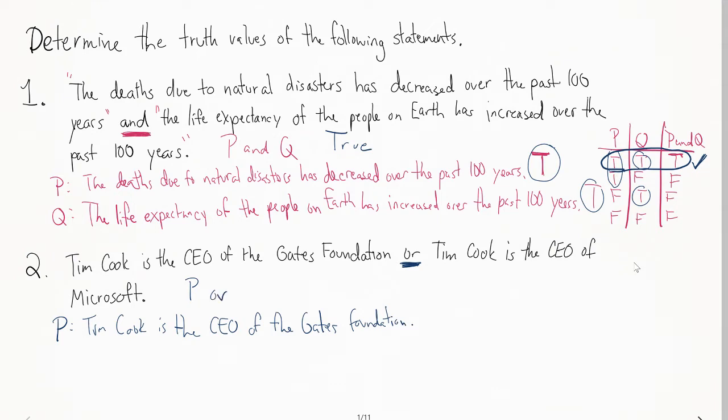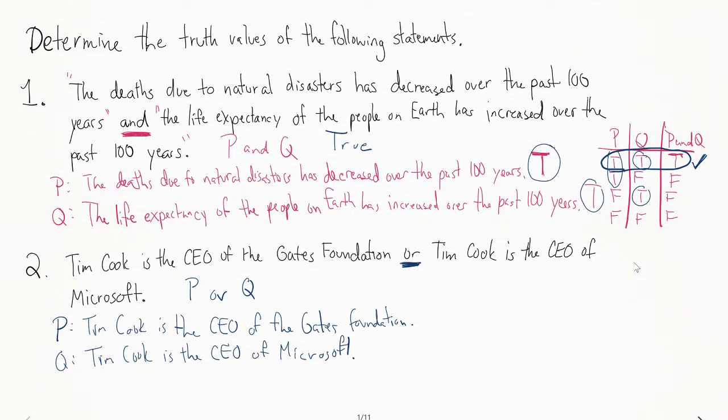Or, and then our Q statement is what appears after the or: Tim Cook is the CEO of Microsoft. Now, you might say this would be condensed. The reason why it's written with this sentence structure, we could have said Tim Cook is the CEO of the Gates Foundation or Microsoft, right? If we had said that, you have to recognize that we can't have a fragment for that second statement, and so that's why our second statement has to be Tim Cook is the CEO of Microsoft.